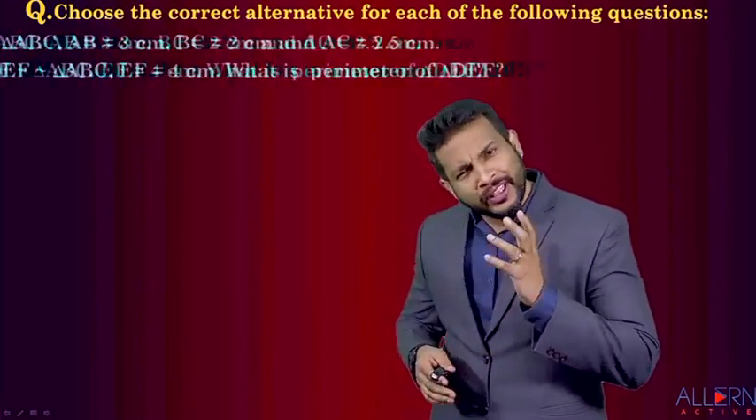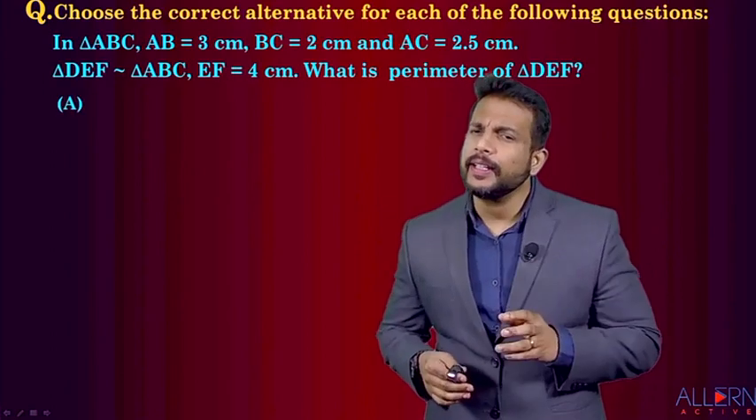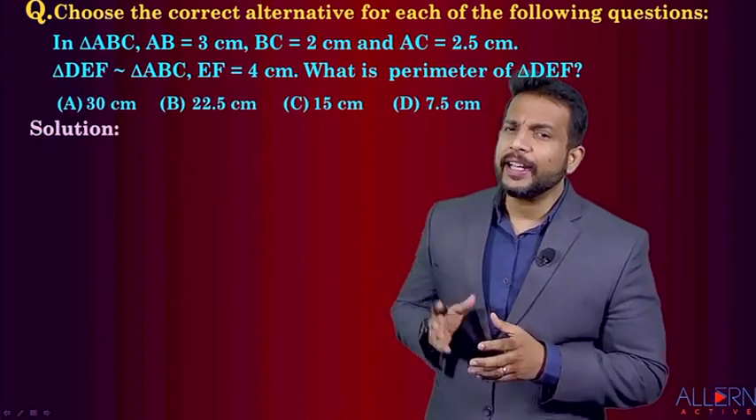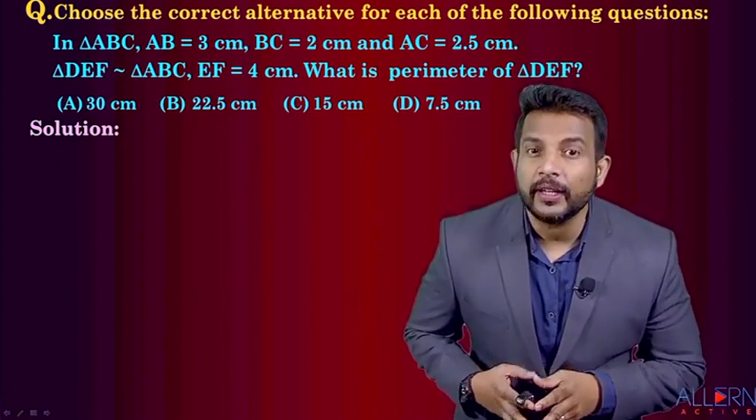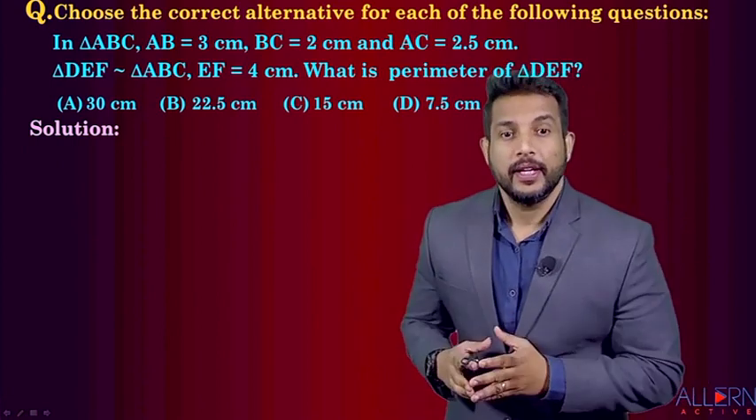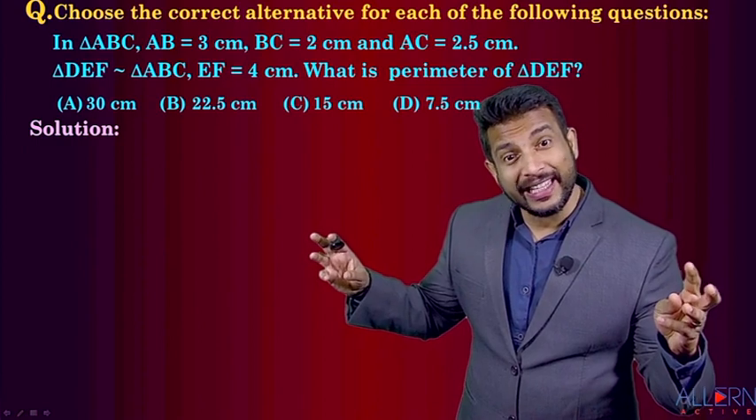Let's do some very simple MCQs, and this is a multiple choice question. They are going to be very easy. Let's see this. It says that in triangle ABC, AB is equal to 3 centimeter, BC is equal to 2 centimeter, AC is equal to 2.5 centimeter. That means all the three sides of this triangle ABC is given.